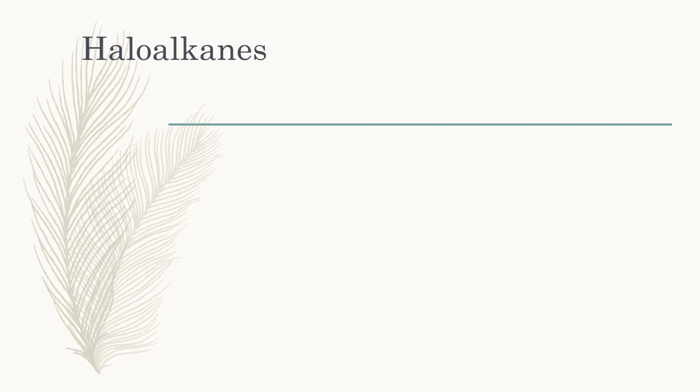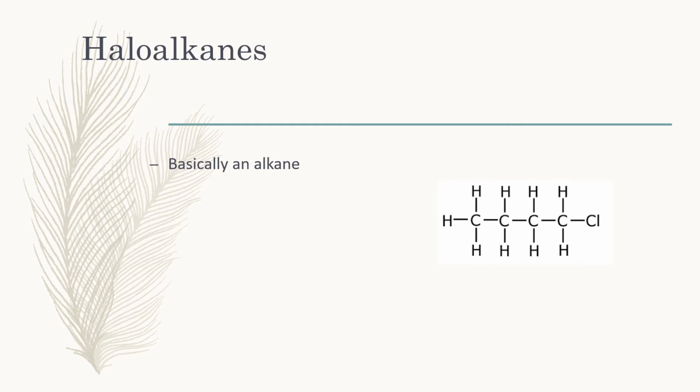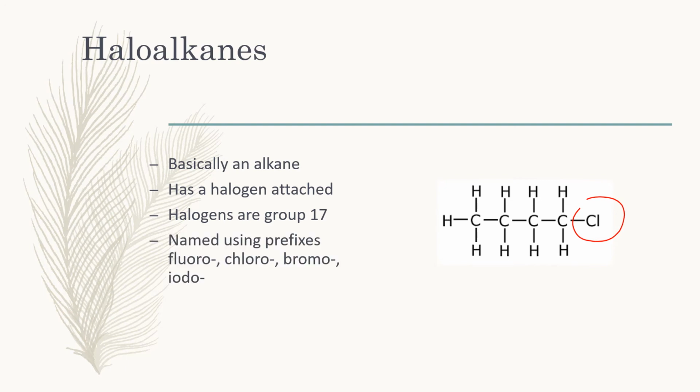Haloalkanes are basically an alkane, but with a halogen attached right here. Halogens are anything in group 17 of the periodic table. That is iodine, fluorine, chlorine, bromine, etc. And they're named using prefixes fluoro, chloro, bromo, iodo. This one being chlorobutane. If the chlorine had instead been right here, this would be a 2-chlorobutane. Here would also be a 2-chlorobutane.